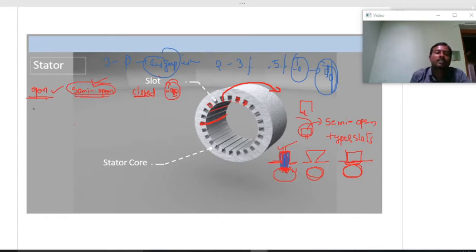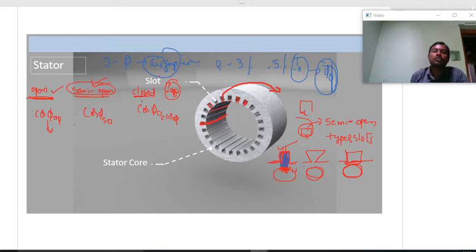Next difference is power factor, cos phi. Power factor is the nature of active and reactive power. Look at this one here: in the open type slot the air gap is more, so the power factor will be less. This is cos phi naught open, this is cos phi naught semi open, and this is cos phi naught closed.